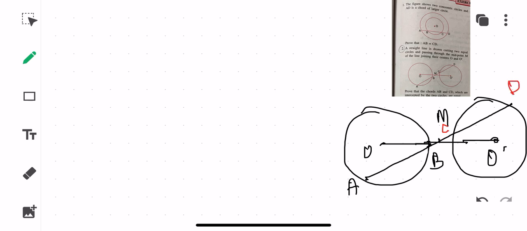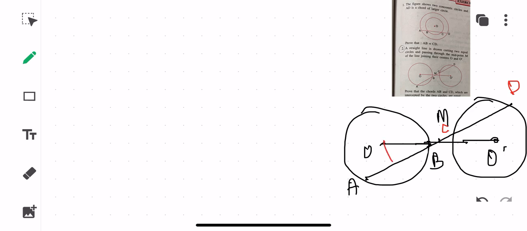Okay, so AB and CD are two chords of two different circles. You have to prove that both of them are equal. So what are you going to do for that, children? Of course, you need to drop a perpendicular. Okay, so how are you going to write? You already know the algorithm of doing the proof sums.